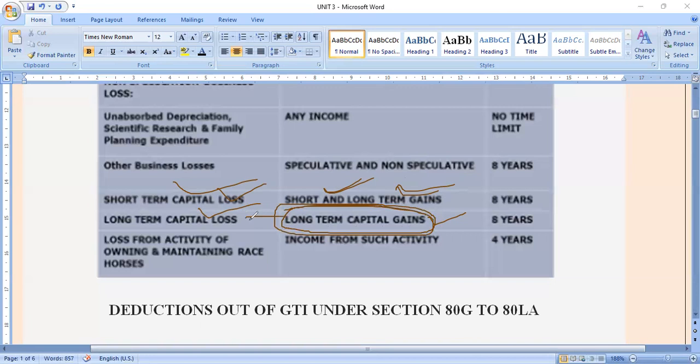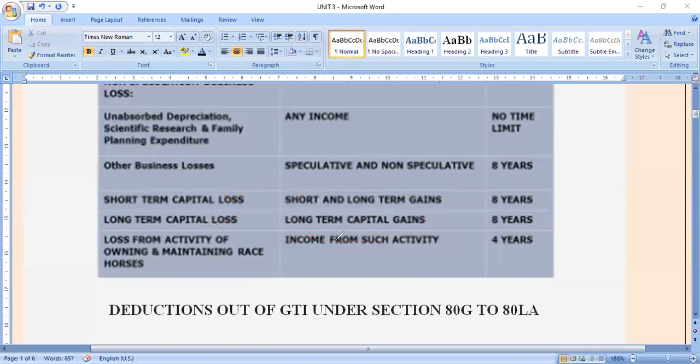Two points I mentioned. Capital losses can be written off under the head capital gains only. Short-term capital losses can be written off against short-term or long-term gains, but long-term capital losses should be written off against long-term capital gains only. Long-term loss you cannot write off against short-term capital gain. This too, up to 8 years you can try to write off the losses. Did you understand? Yes, sir.